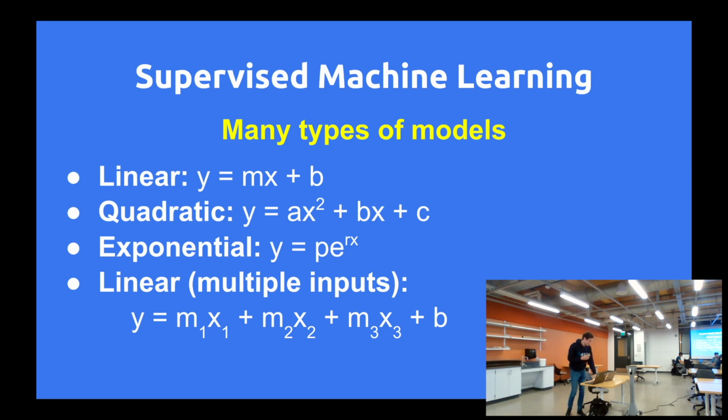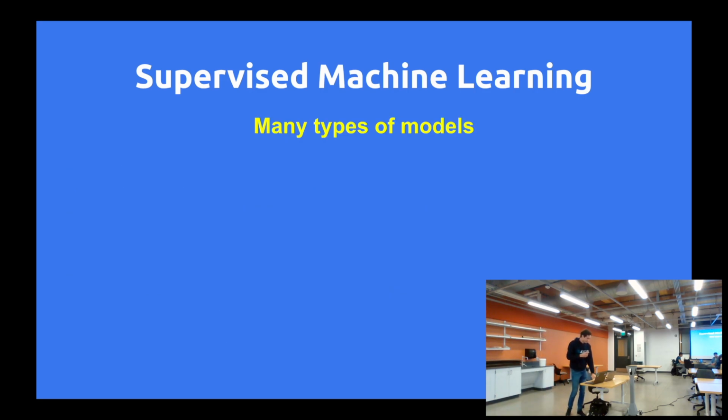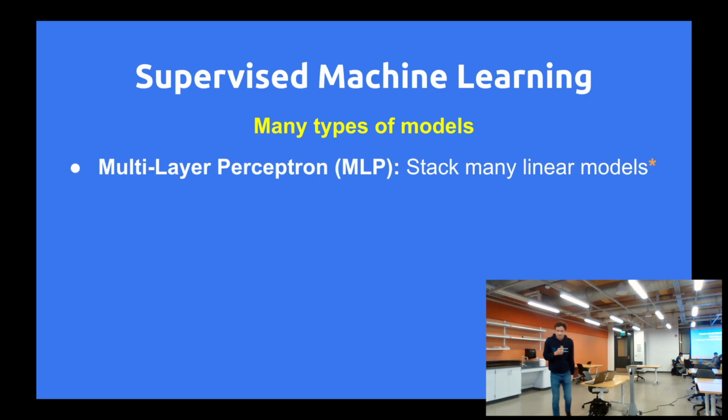Now we get to the fun stuff. In machine learning, we have one type of model called a multi-layer perceptron, which is a funny sounding name. Essentially, all you do is take a bunch of linear models and stack them together. So it's like, I'm going to take a linear model and it's going to give me an output, and I'm going to make another linear model that gives me another output, and maybe have like 10 of those.